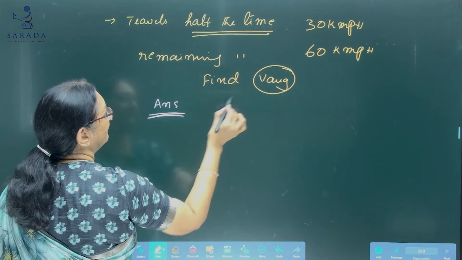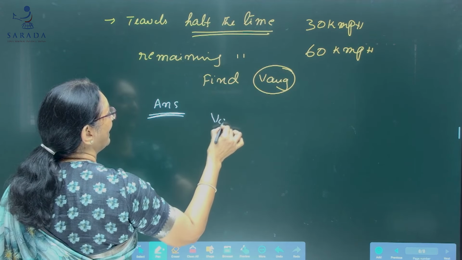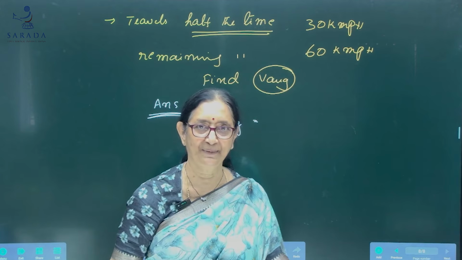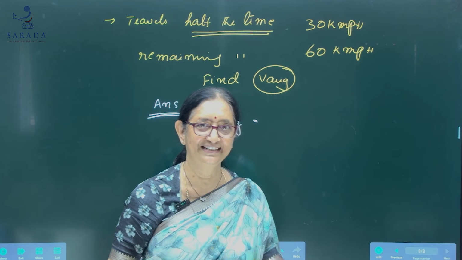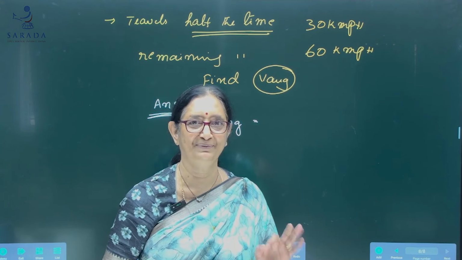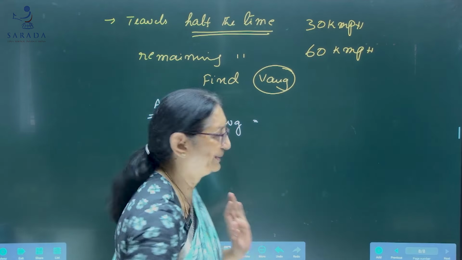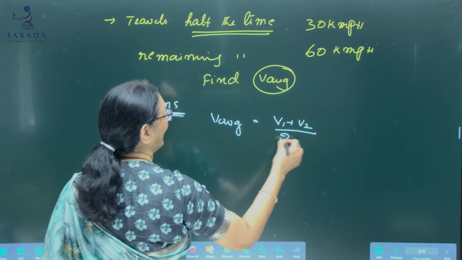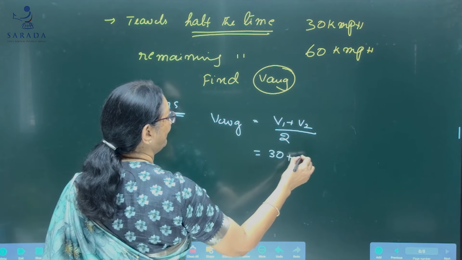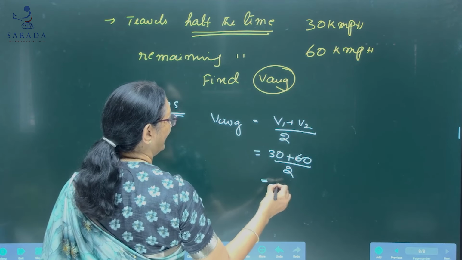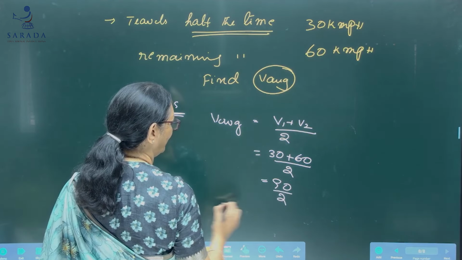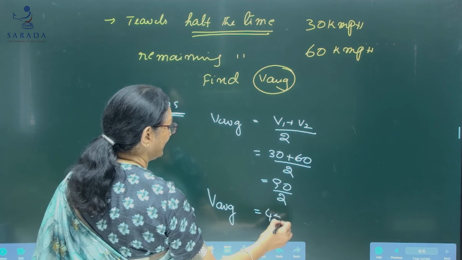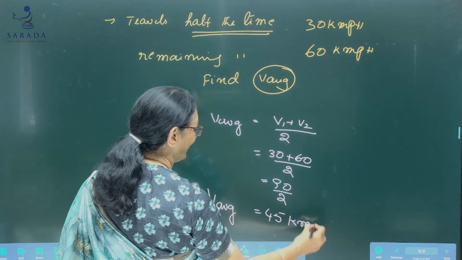Half the time with V1, remaining half with V2. Then what is the formula for the average speed? If you listened to the previous class perfectly, you can answer me straight away. It is V1 plus V2 by 2. It is 30 plus 60 by 2. It is 90 by 2. Implies, in this case, average speed is 45 km/h.